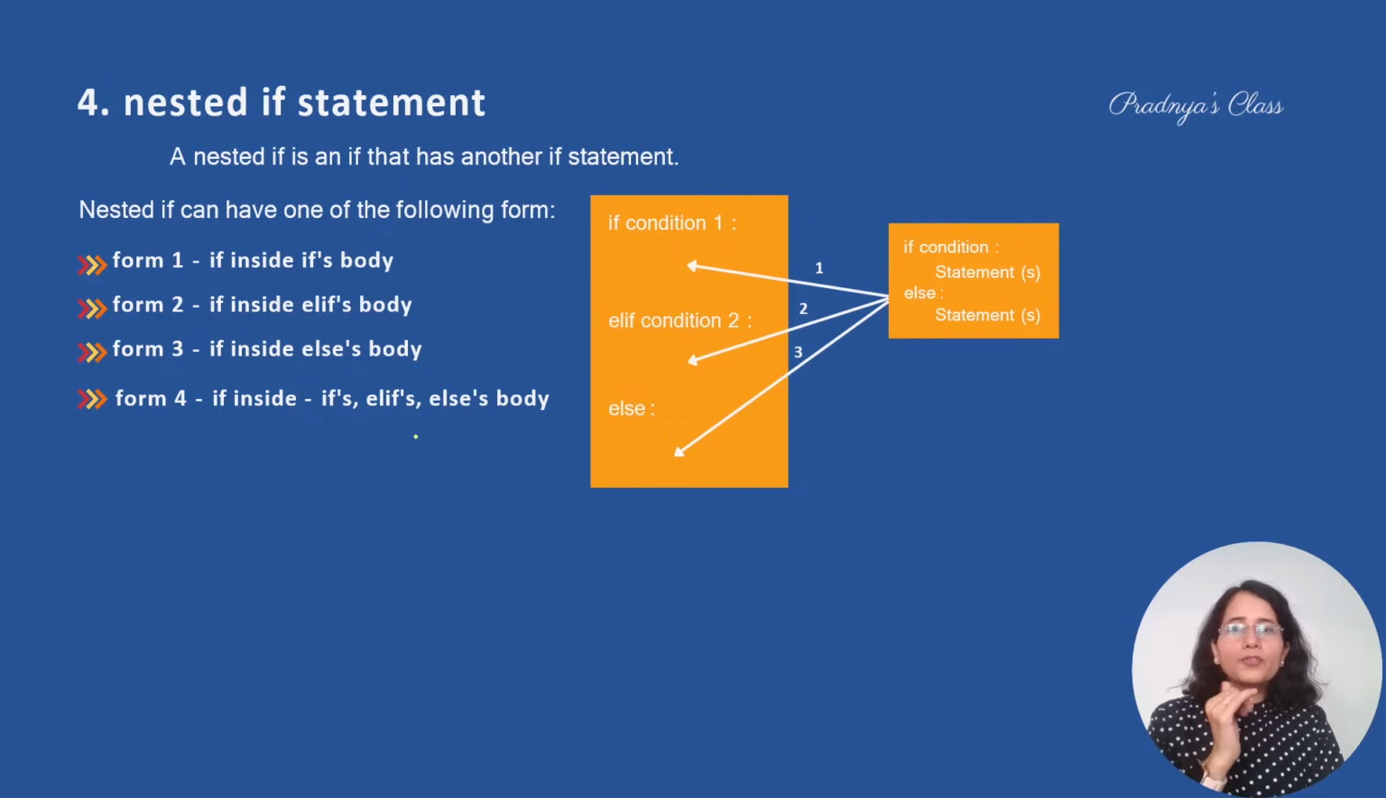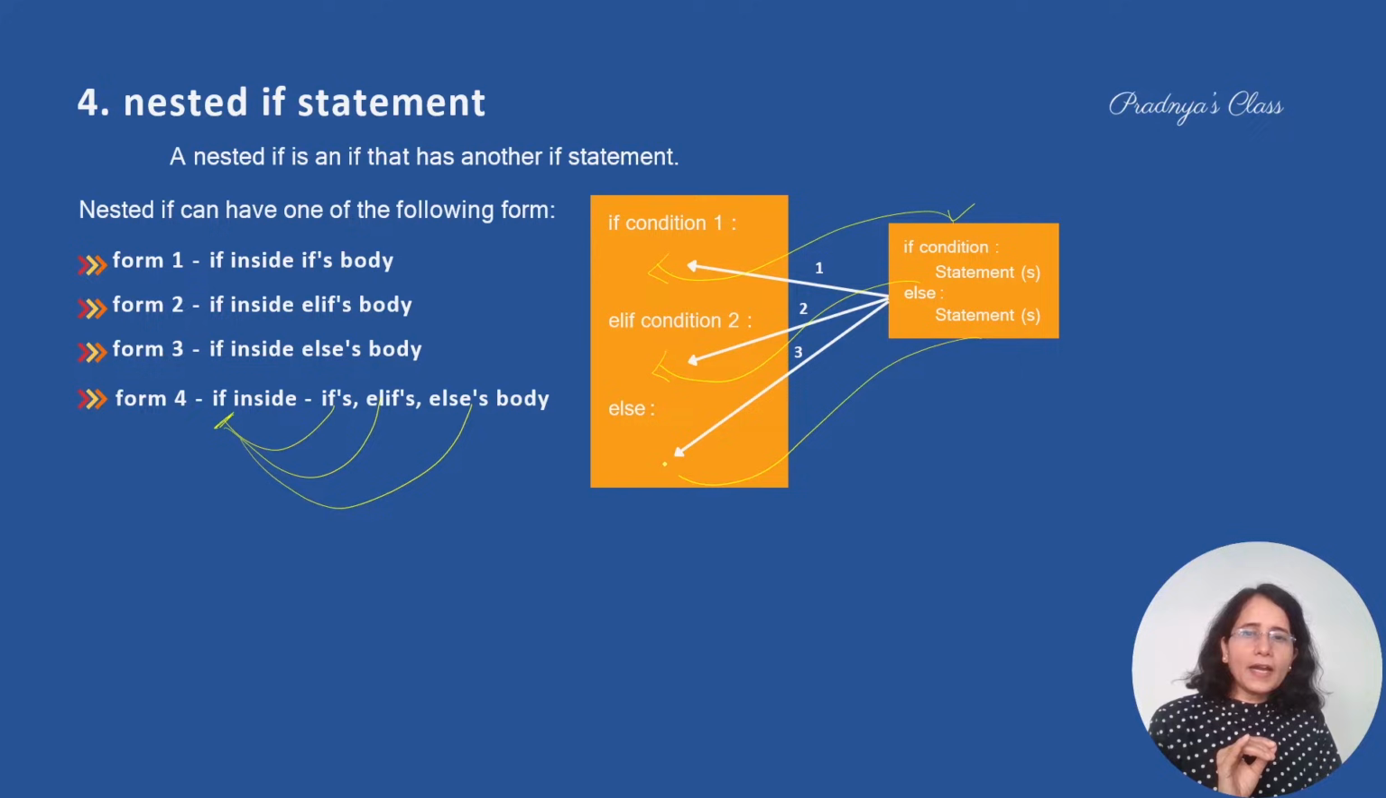Now what about the fourth variation? We can write this if in all three different sections of the if. So this another if I can write in if part also, I can write in elif part also, and I can write in the else part also in a same program. So we can include another if statement in any of the parts of the if.